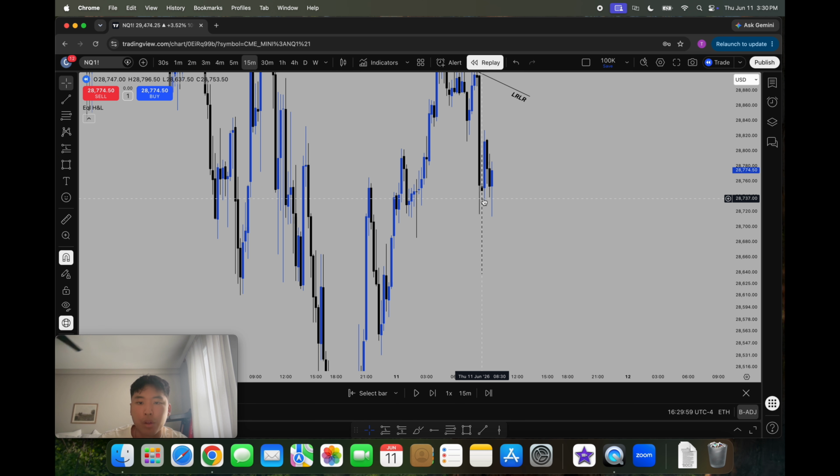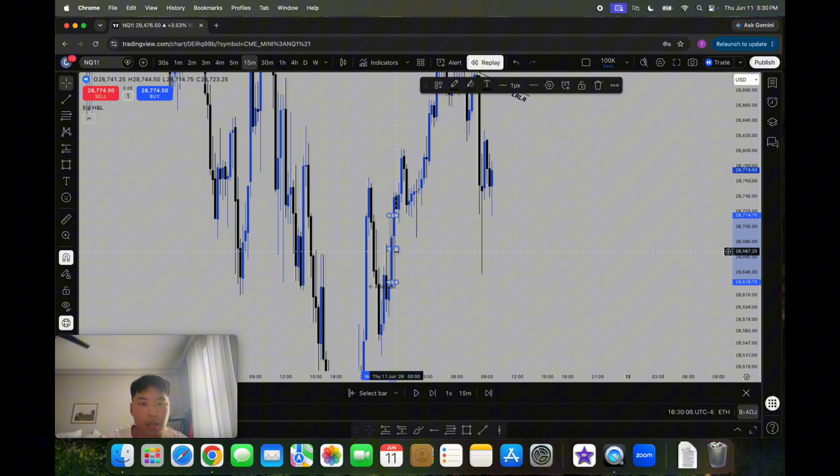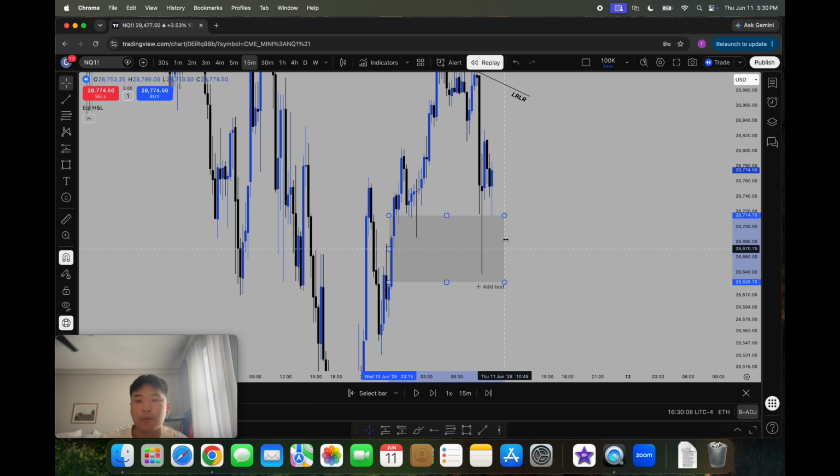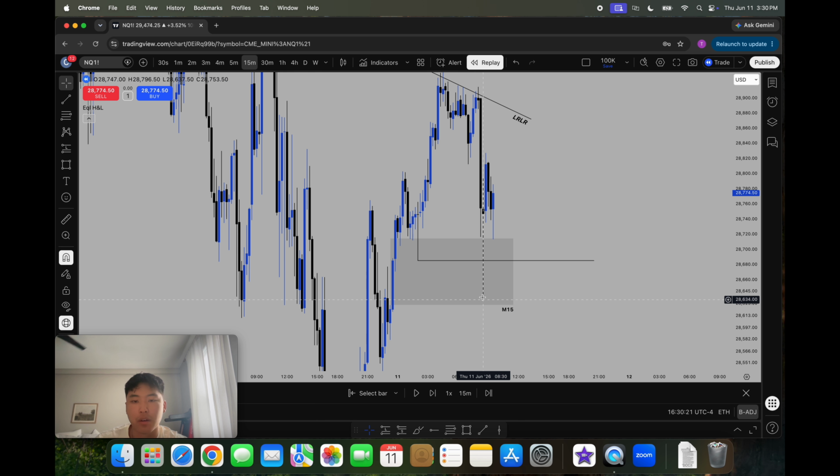Additionally, look at how this wick respected these fair value gaps right here. Okay, there's two 15-minute fair value gaps right here. I just combine them as one, right? Okay, so we got two 15-minute fair value gaps. Look, price came down, took this low, and now it's respecting it. Okay, does this seem bearish to you at all?